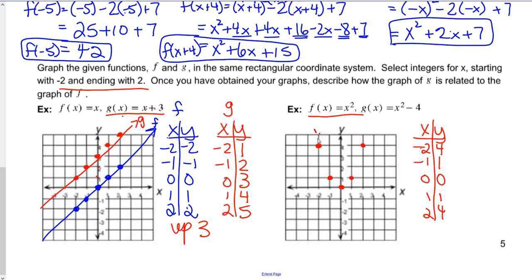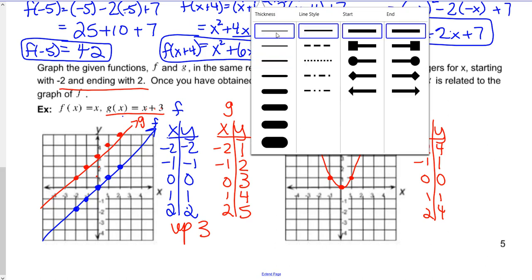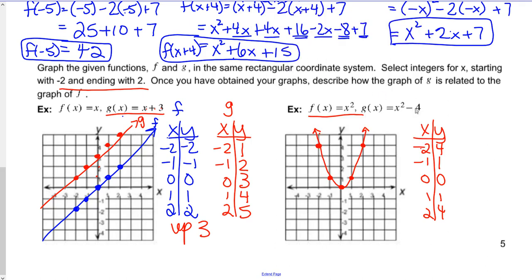If you recall in section 1.1, we did see some of these. These are what we refer to as parabolas. They are kind of a U shape. Anytime you have an x squared, you're going to have that U shape. All right, so let's change our color here. This was for f. Let's now try for g.